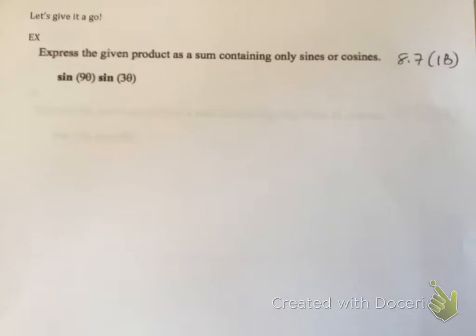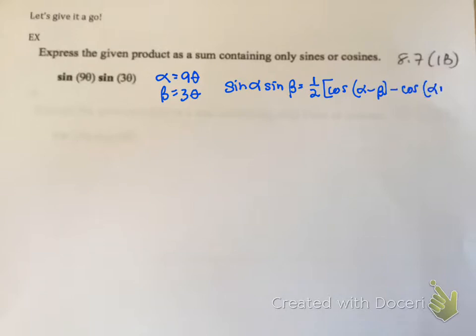So this is our first problem on the bottom of the page, and it says express the given product as a sum containing only sines and cosines. The problem states sine 9 theta times sine 3 theta. For starters, I know alpha is 9 theta because that's the first angle that I see, and beta is 3 theta. I need that information before I start. And I also know that sine alpha times sine beta equals 1/2 cosine alpha minus beta minus cosine alpha plus beta.